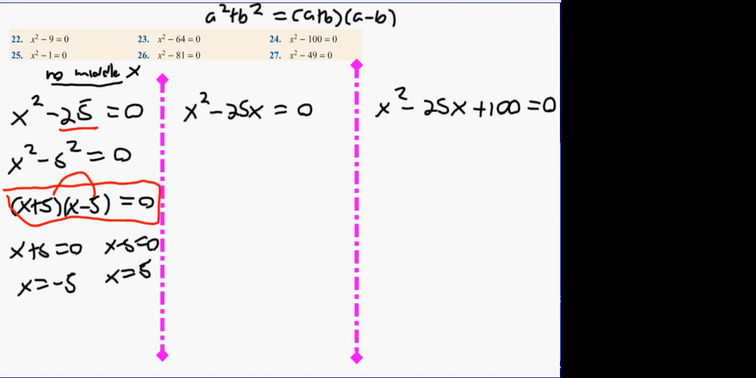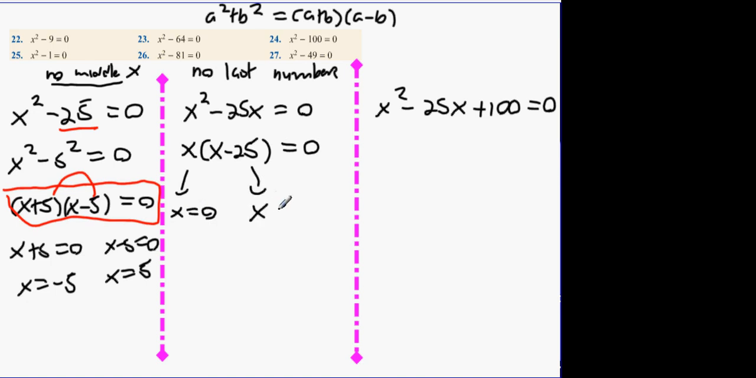Now look at the middle one. This one has no last number. And when it has no last number, what do you do? Joe, you told me earlier. So x bracket x minus 25 equals 0. So either the first number equals 0 or the second one equals 0. And in this case, x equals 25. Do you understand the difference between the first and second question? Yeah. Okay, perfect. Now we're on to the third part.